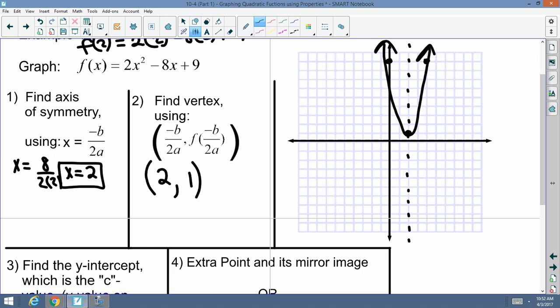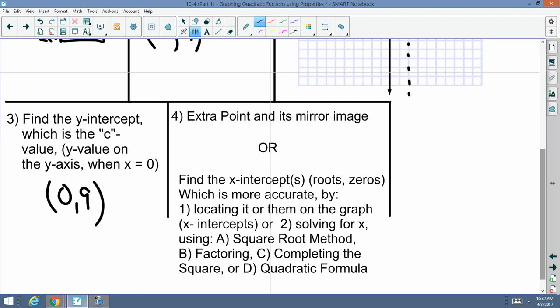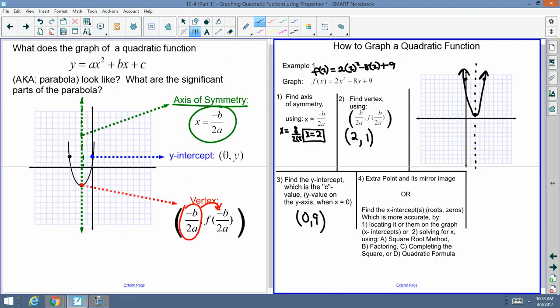Now, there is a step 4. It's an extra point and its mirror image, or you can find the x-intercepts or the roots by locating them on the graph, solving using the square root method, which we know how to do, factoring, which we know how to do, completing the square, which we know how to do, and quadratic formula, which we know how to do. Now, this step 4 is sometimes needed, sometimes it's not. So let me explain when it's needed and when it's not needed.